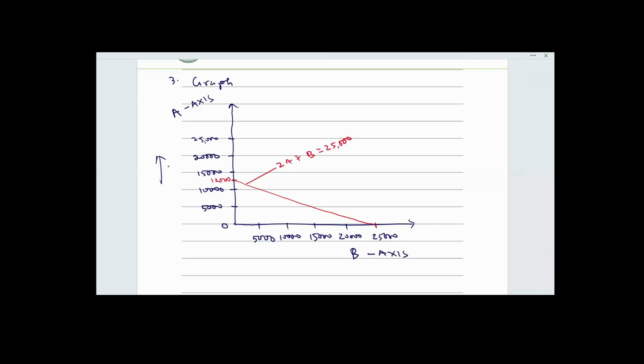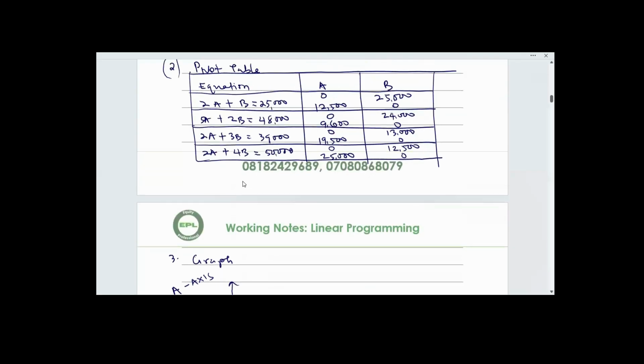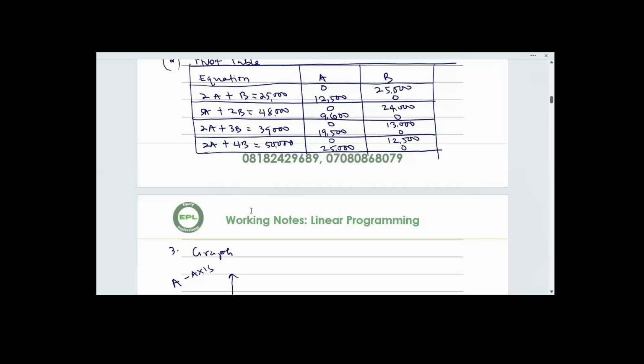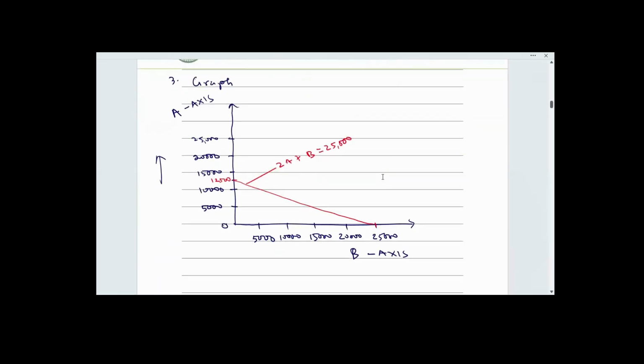Okay, I'm done with the first one. I'll move to the second equation. Under the second equation, A is 9,600, B is 24,000. 9,600, let's say it's somewhere around this place. Close to 10,000. 9,600. Then 24,000 is somewhere here. Close to 25,000. Here is 24. Okay, so join the two.